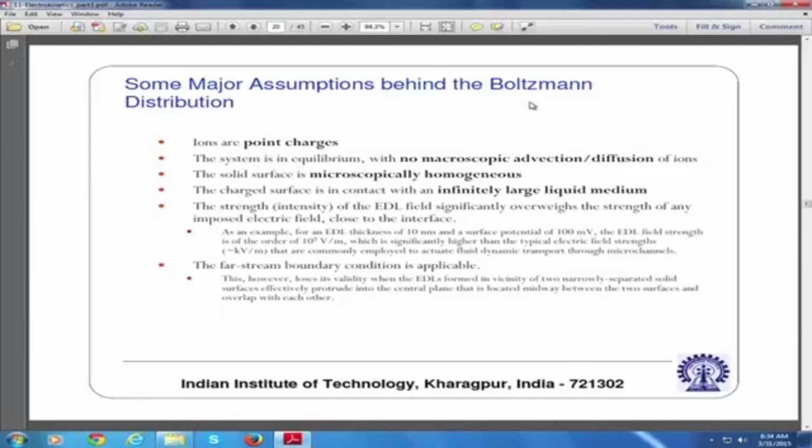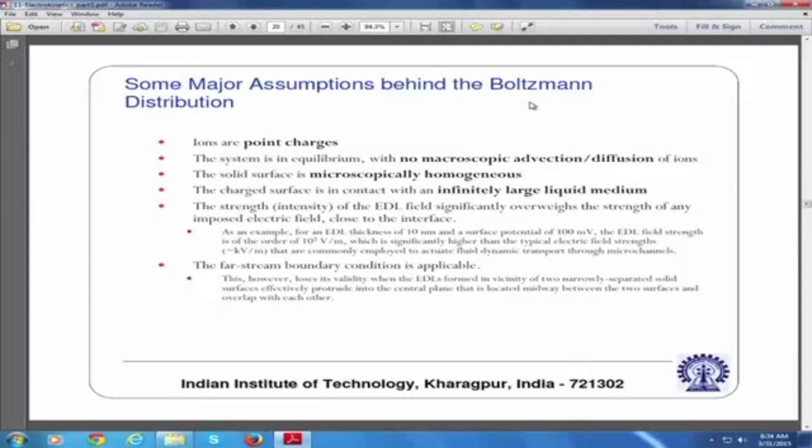Then you can have overlapping of the electrical double layers, which is a very interesting phenomenon, but as a part of this basic course I do not want to complicate matters further by including the electrical double layer overlap phenomenon. Overlap may be possible when the characteristic channel height is of the order of the typical electrical double layer thickness, or the channel height is less than the typical thickness, but we are not considering such situations.